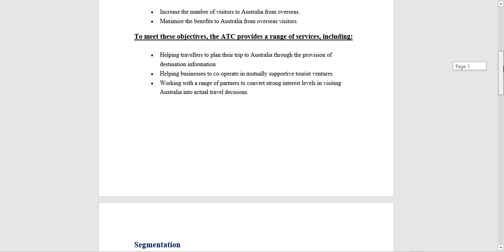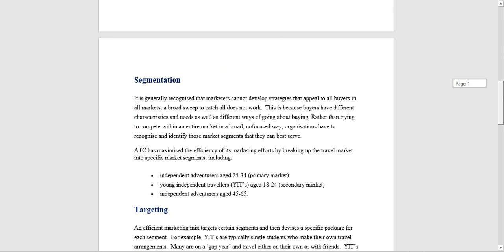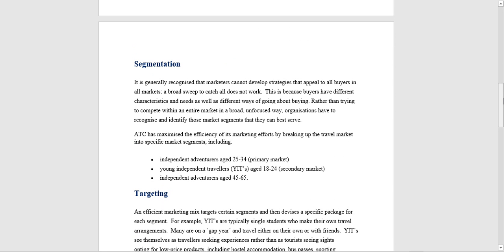So let's start with the strategies they have used. Let's look into the marketing strategy they are using. The first one is segmentation. So in simple words, I can explain segmentation like this: segmentation means subdividing a large homogeneous market into clearly identifiable segments having similar needs, wants, etc.